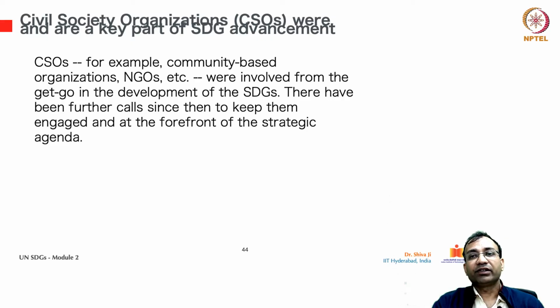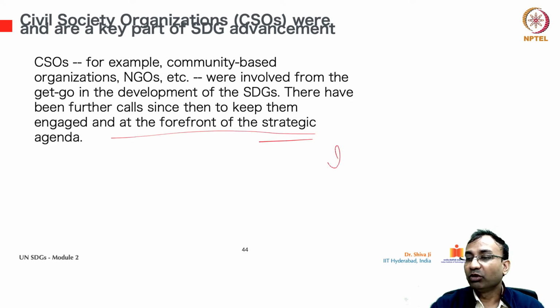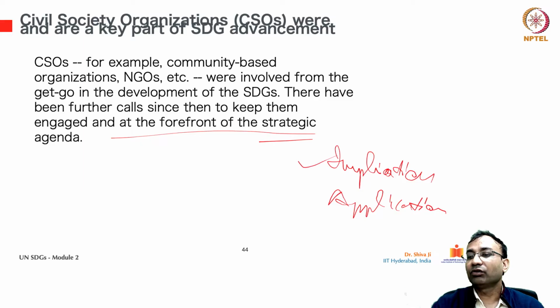CSOs, civil society organizations, were also involved, and they were a key part. For example, community-based organizations, NGOs, etc., were involved from the get-go in the development of the SDGs. There have been further calls since then to keep them engaged and at the forefront of the strategic agenda, because these are very crucial the moment you go for the implications, or the applications. While implementing these, the local bodies, which are aware of the nitty-gritty of that particular place and the context, are very essential for effective implementation.